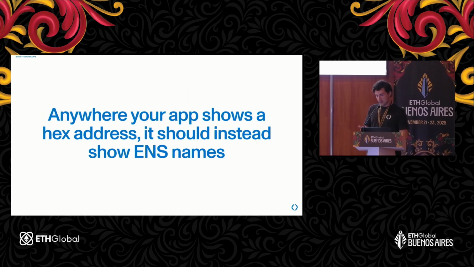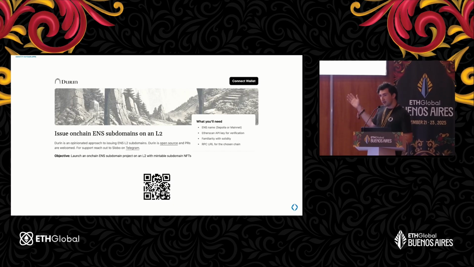And so, high level, whenever you are building something this weekend, just think anywhere your app shows a hex address, it should instead show ENS names. This is transferring assets, or if you see a list of addresses in your app, anywhere an address shows up, there is probably a good way to replace that with ENS names, and that will result in a better user experience for your apps. Durin is the tool that I mentioned for creating subdomains easily on layer 2s. So if I have gregskril.eth as a social media platform and I want my users to create their username.gregskril.eth, Durin provides me the tools to easily do that.